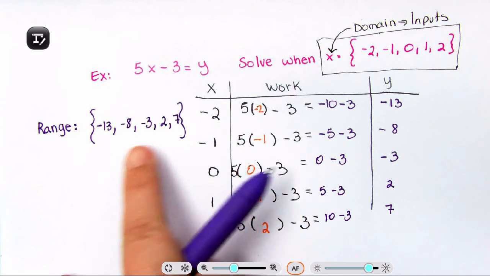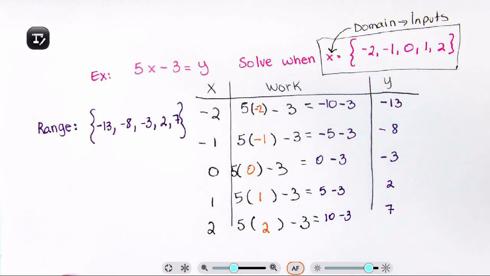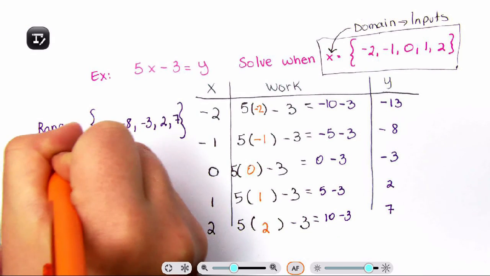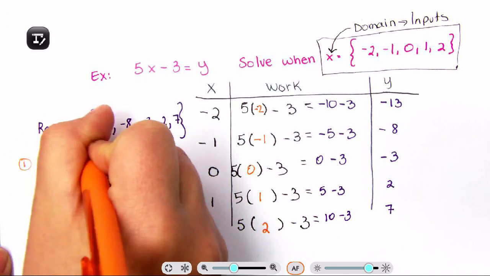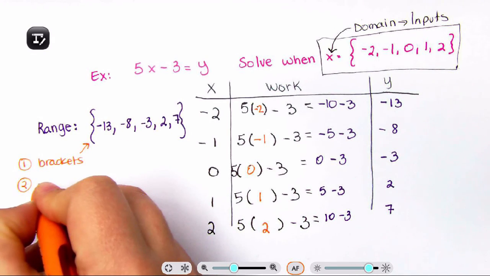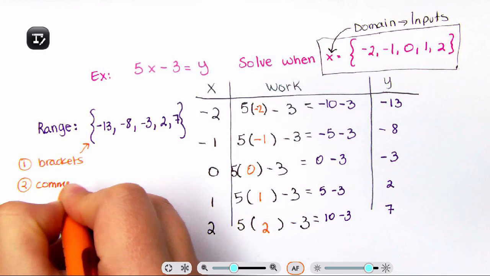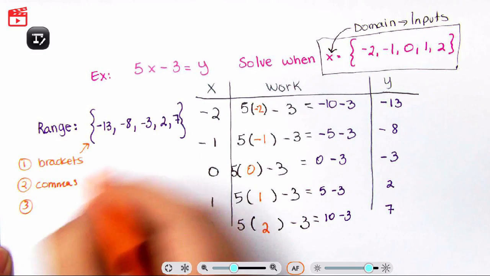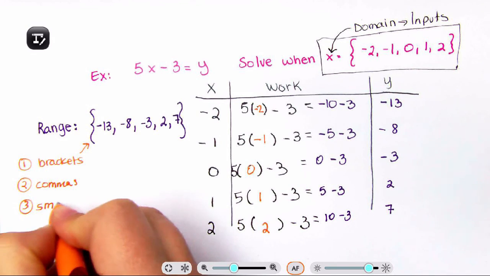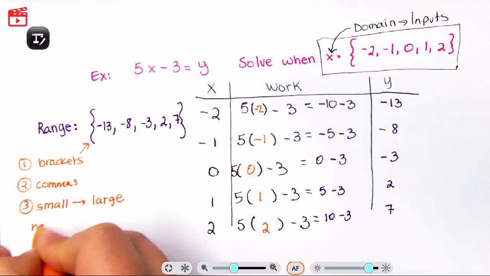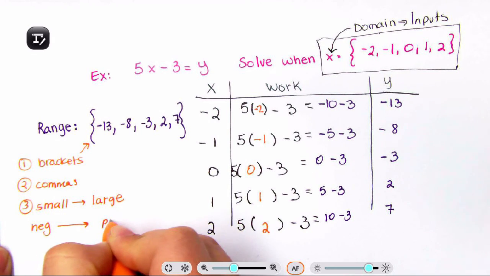So smaller to larger. They must have squiggly brackets. They must be separated by commas. They must be in order from small to large. So you want to go from your negative values to your big positives.